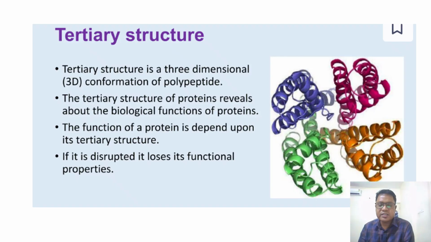So what is the tertiary structure of a protein? Tertiary structure is the three-dimensional conformation of the polypeptide. The tertiary structure of proteins reveals the biological function of the protein. The function of a protein depends upon its tertiary structure. If it is disrupted, it loses its functional properties.